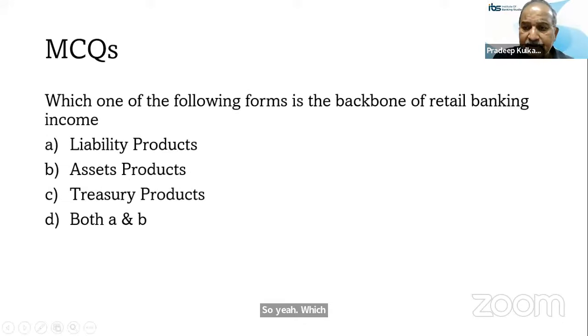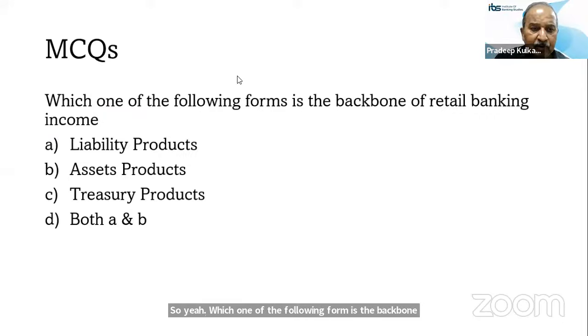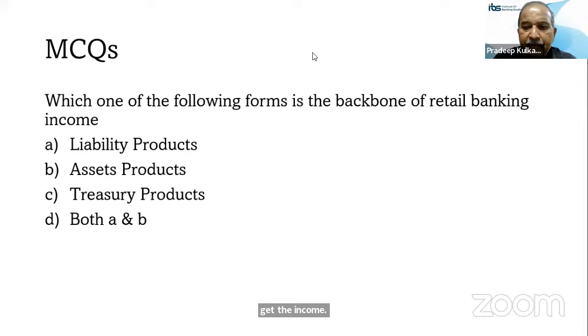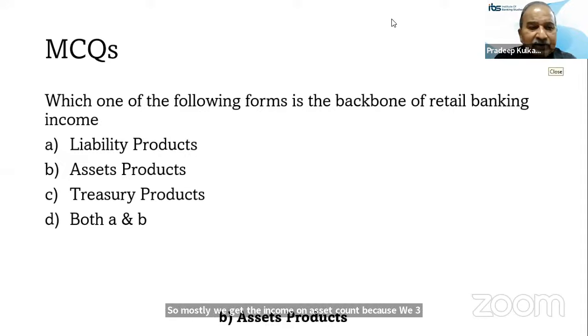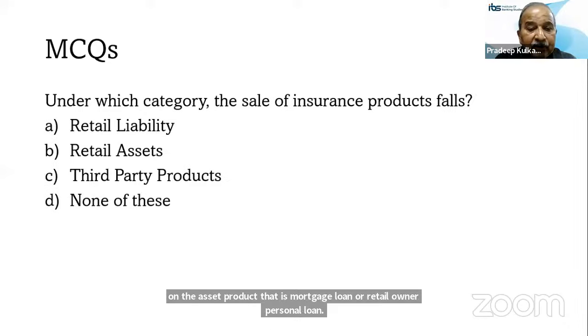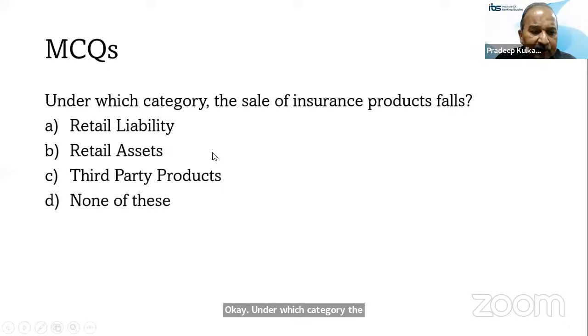Which one of the following forms the backbone of retail banking income? From where do you get the income? Mostly we get the income on the asset account, because with regard to retail clientele, savings account balances are not so huge. So whatever income we derive on the asset product, that is mortgage loan, retail loan or personal loan. Okay. Under which category does the sale of insurance product fall? Retail liability, retail assets, third party products. Third party products. Very good.